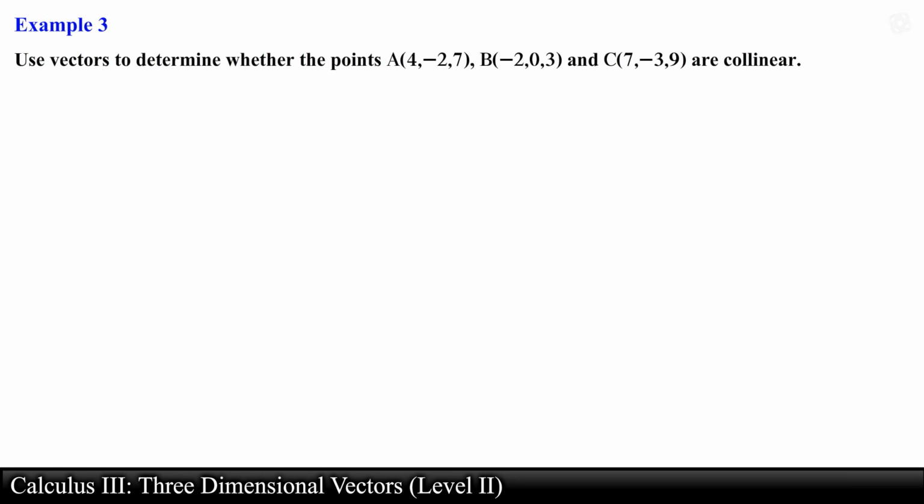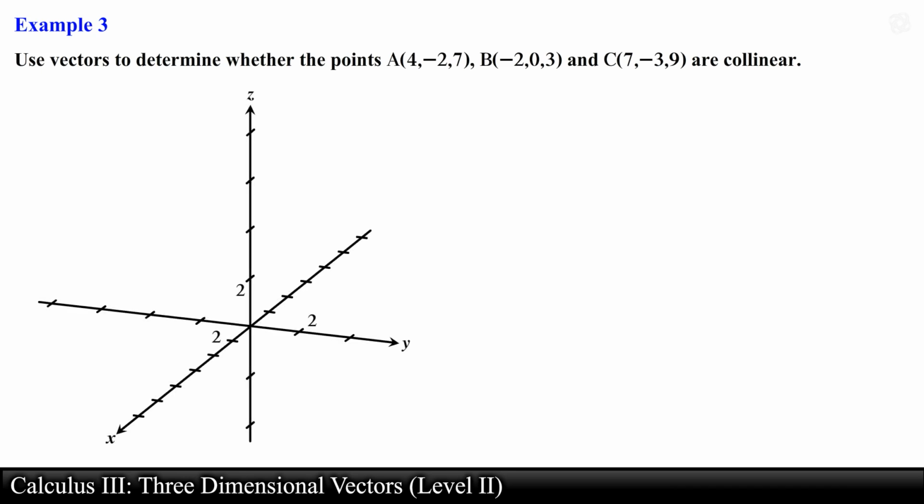Use vectors to determine whether the points A, B, and C are collinear. Alright, let's go ahead and plot these points so we can get a visual for this problem. We are asked to show that these 3 points lie along the same line. In other words, they are collinear. We can show this by using vectors by first assuming that they are collinear and break the line into 2 pieces, or in this case, 2 vectors, making sure that we use a common point for both vectors.